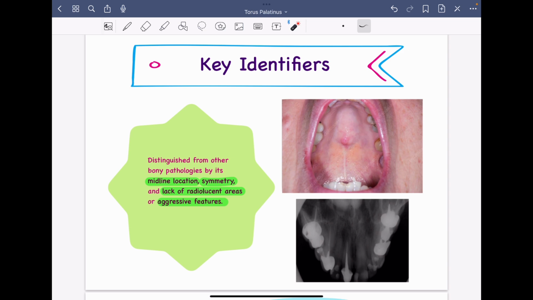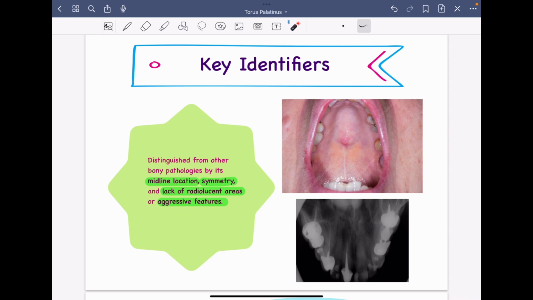It is a radio opaque anomaly. So there will be no radiolucent areas and also there will be no aggressive features. By aggressive features I mean no signs of bone loss should be seen. Only then you can classify it as Torus palatinus. So 4 points: midline location, symmetry, it is symmetrical in distribution, lack of radiolucent areas and absence of any aggressive factors.